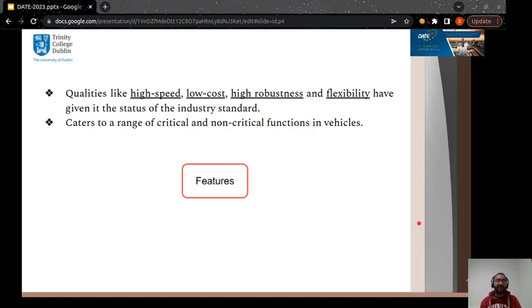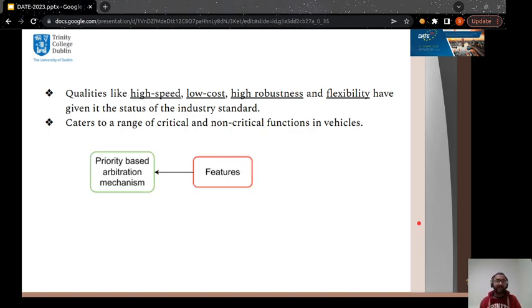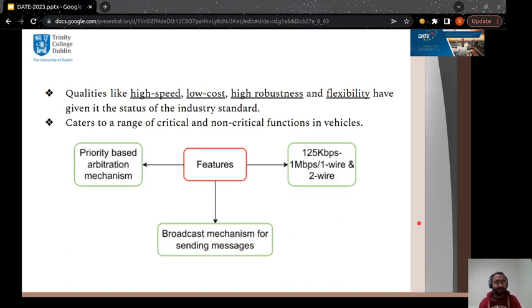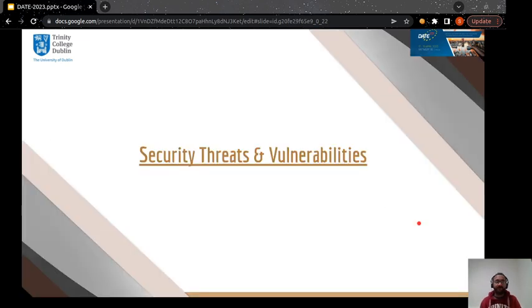It has certain unique features, like priority-based mechanism for sending messages on the bus to make sure all critical messages meet their latency deadlines. To save wiring costs, it is implemented in a line/bus topology where the bus acts as a medium for communication between ECUs, meaning it has a broadcast-based mechanism for sending messages to facilitate communication. It offers network bandwidth in the range of 125 kilobits per second to 1 megabits per second and can be implemented as both one-wire and two-wire.